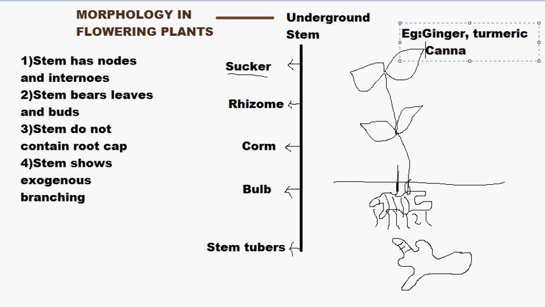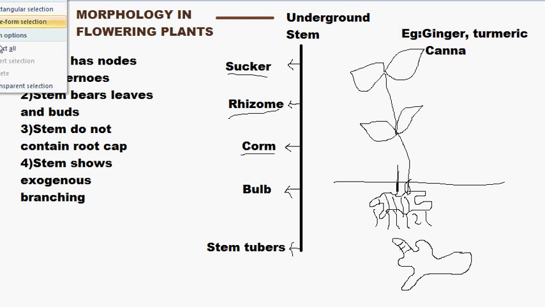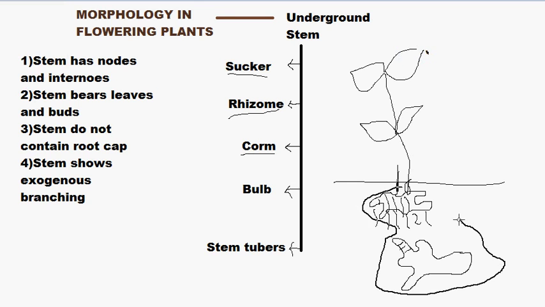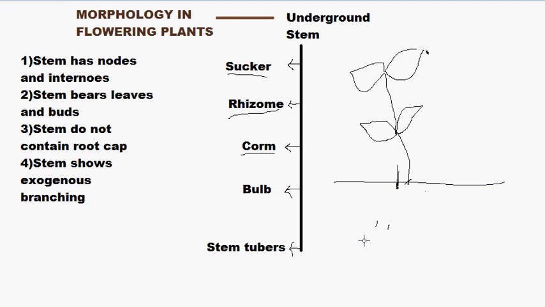So we have finished the rhizome. Now let us talk about the corm. The corm is somewhat like the ginger only. So let me not clear the total thing. Let me clear this example, and let me clear this part. Okay, now what about the corm?